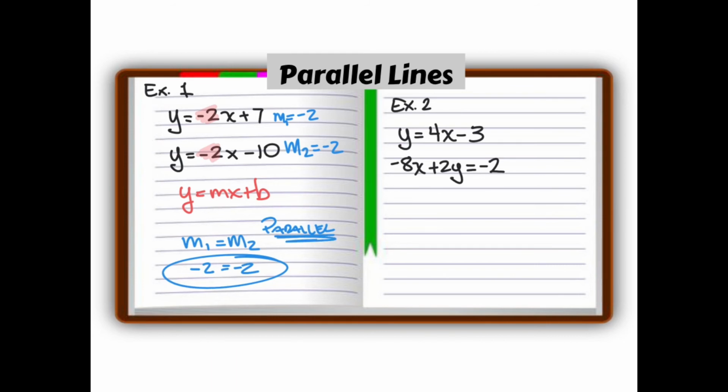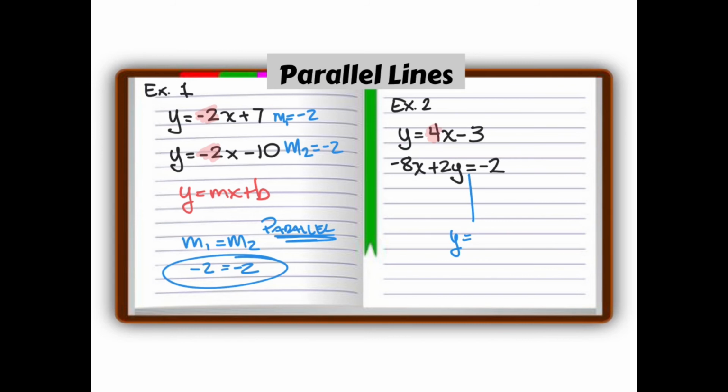Okay. On the next example, example number 2, we have a little bit of a different one. My first equation does look like y equals mx plus b, so I can tell that my slope here is 4. But for the second one, my equation does not look like y equals mx plus b. So the first thing I'm going to do is solve for y. Leave the y alone.